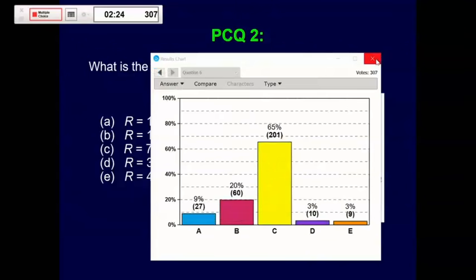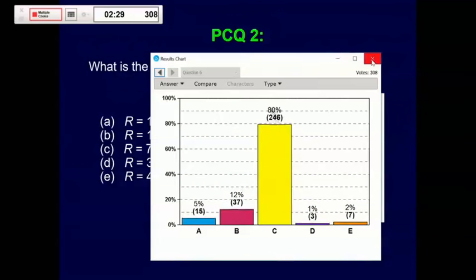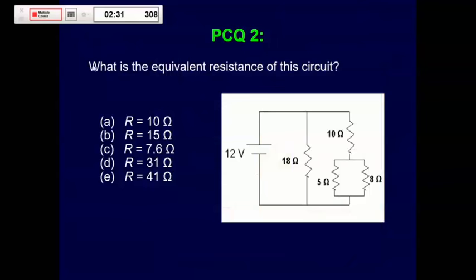So I do agree that it's C. So let's go through. Again, no points for getting it right.